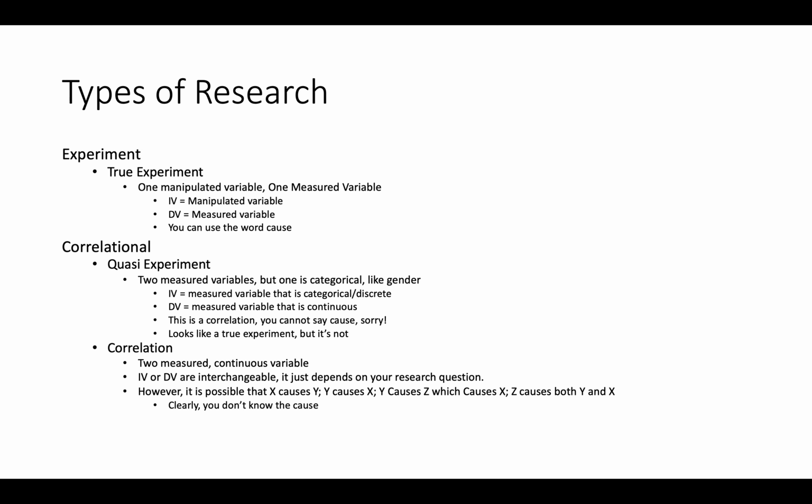The thing to watch out for is your quasi-experiment. Ask yourself, was the independent variable actually manipulated or was it measured? Now you can see why I use the words manipulated and measured, because I don't want you to be confused, right? Most independent variables are manipulated. All dependent variables are measured, okay? But some independent variables like gender are measured too. So that's why I call them measured and manipulated variables.